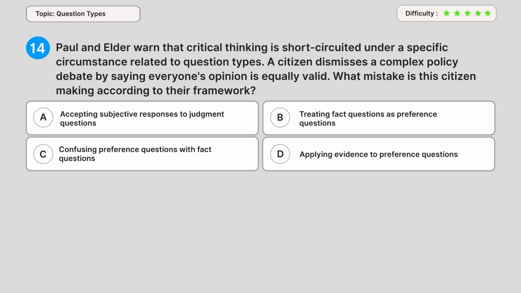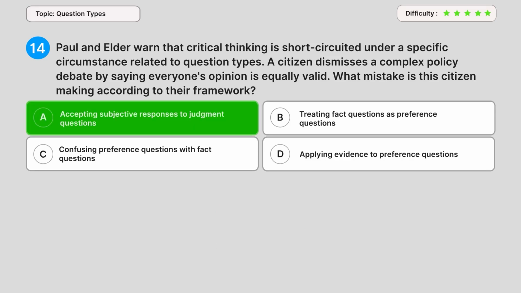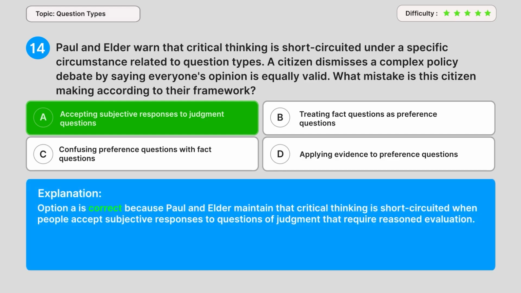Correct answer, A. Accepting subjective responses to judgment questions. Explanation. Option A is correct because Paul and Elder maintain that critical thinking is short-circuited when people accept subjective responses to questions of judgment that require reasoned evaluation.